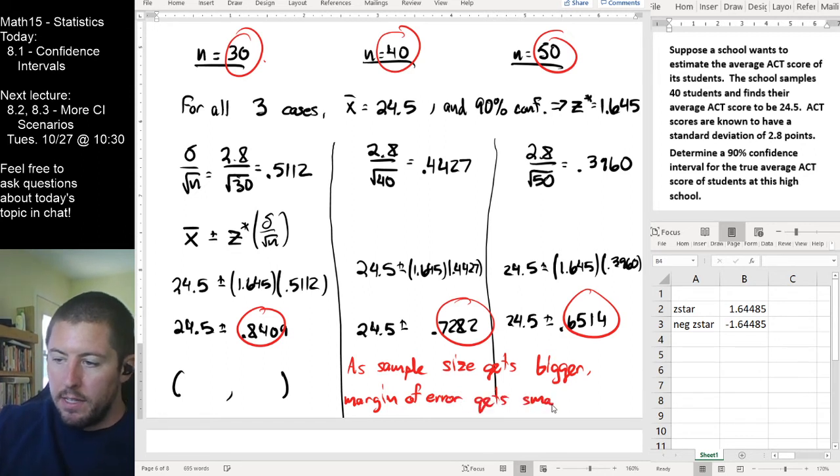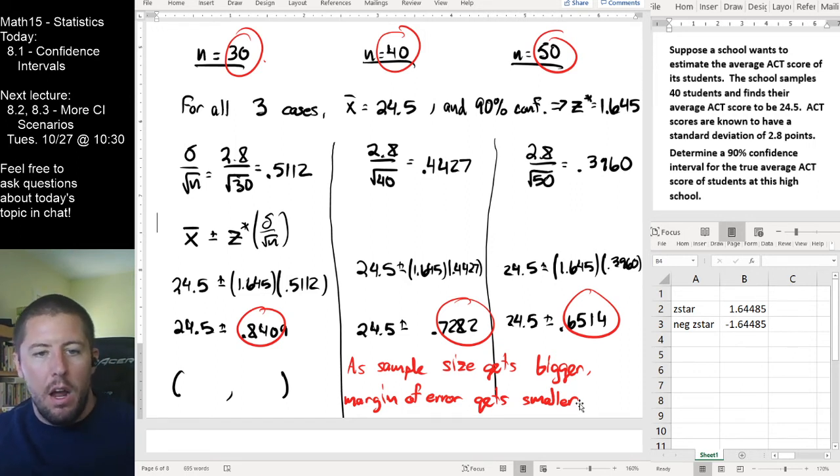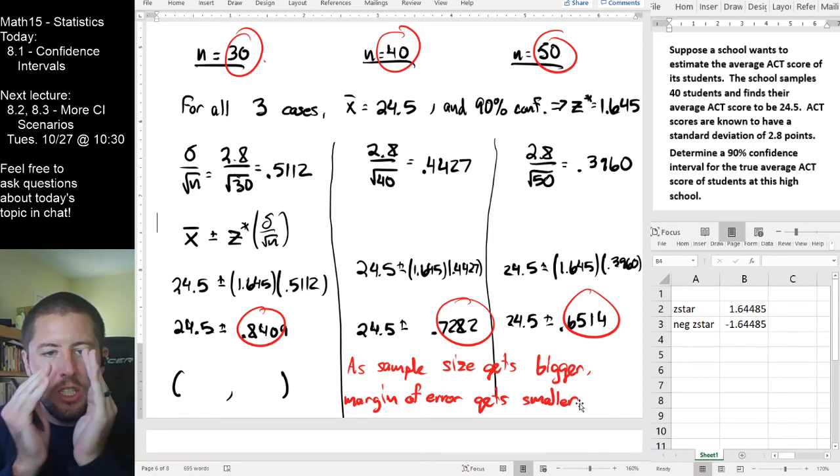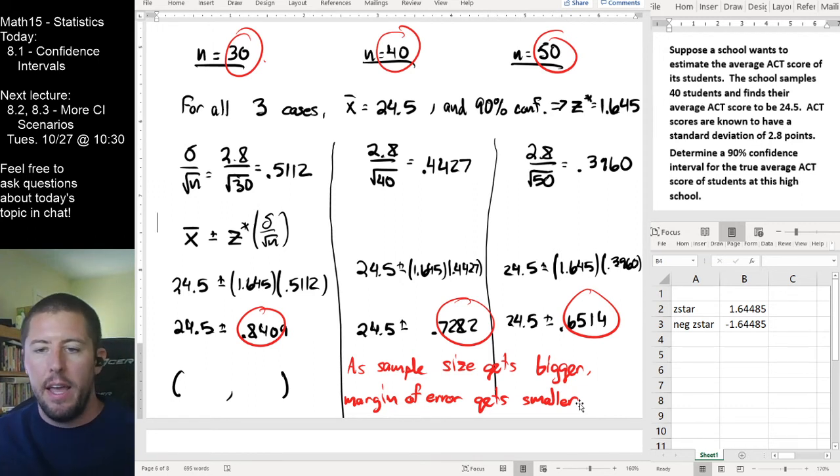And that makes a ton of sense, right? Margin of error is measuring how far off we are. If we collect more data, then we should be more confident that our answer is correct. We should have a lower chance of error, right? So it makes sense to me that as sample size increases, the distance away from our estimate that we think we could be should get smaller. We should have more and more information because we have a larger sample size that increases our confidence about where our correct answer lives.